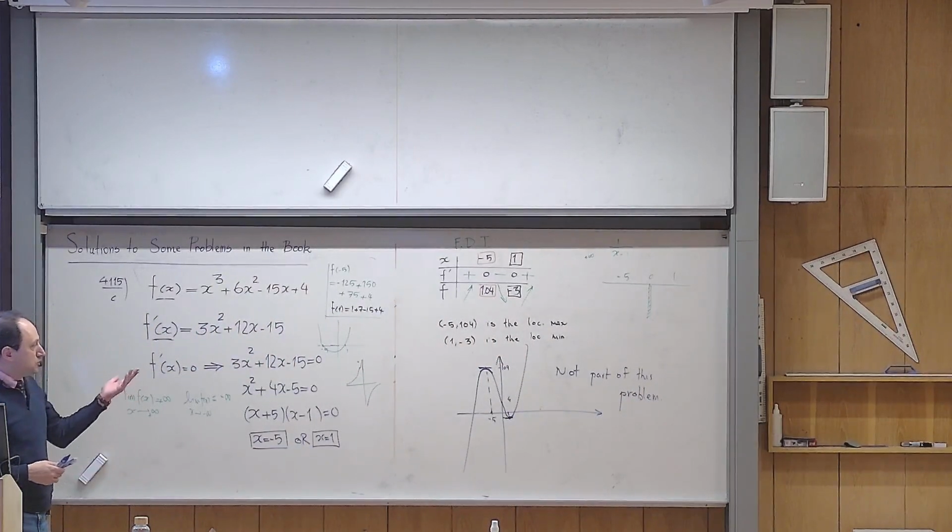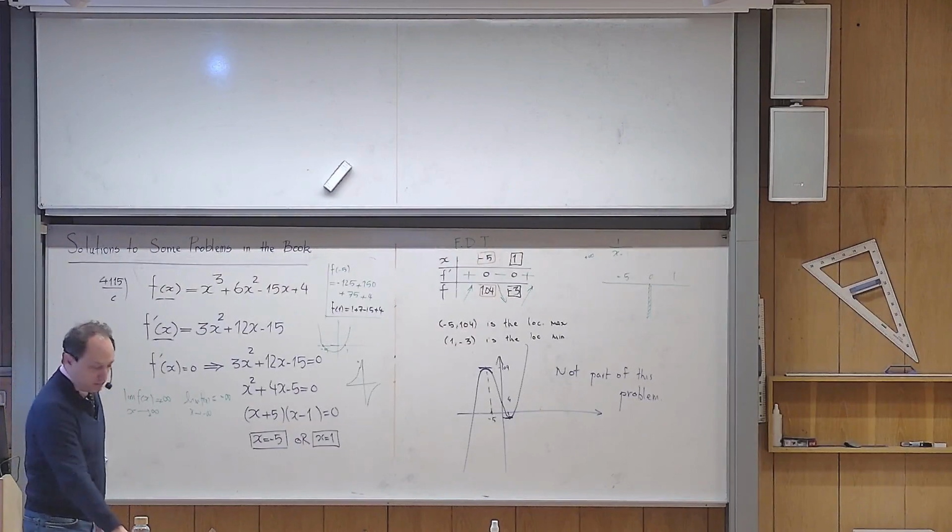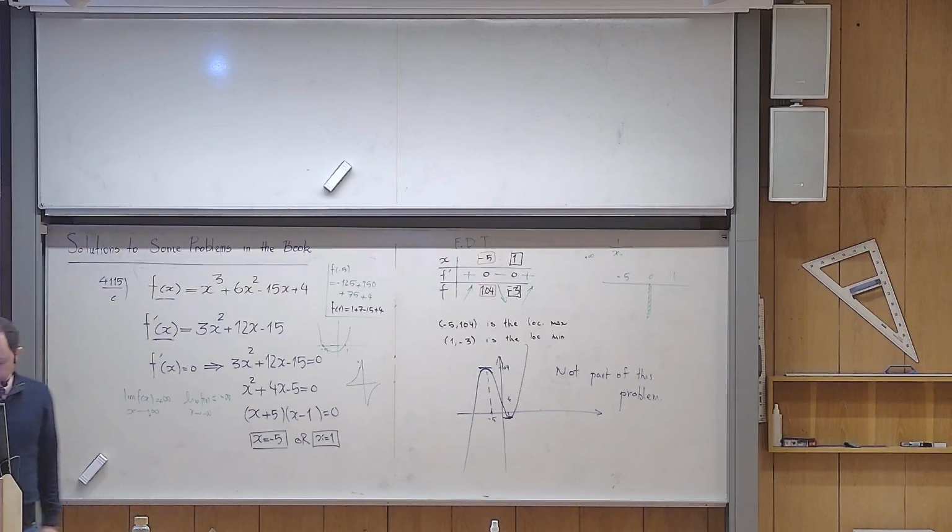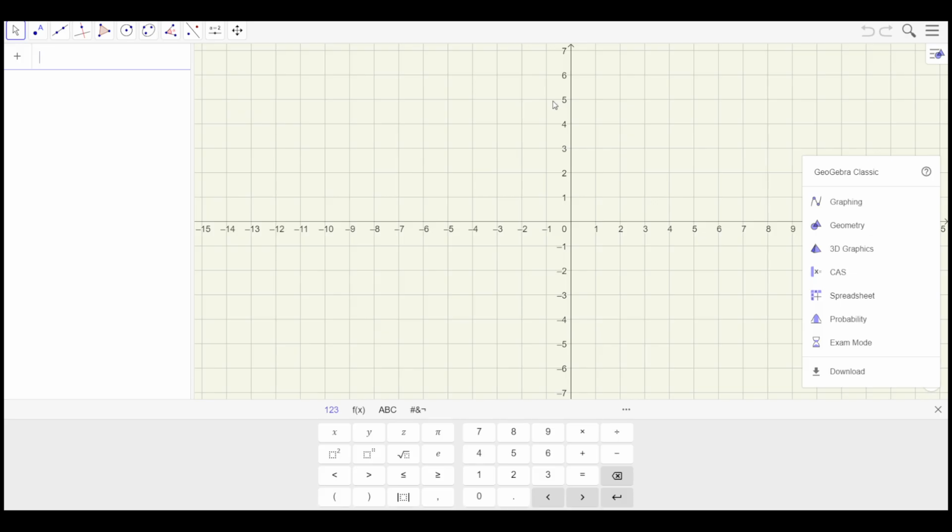Okay, but how close is that to reality? I think this is a little bit of exaggeration if you also want to get a good feeling about what is going on. So let me just do it on GeoGebra. Okay, so here let us just type this in. So y is equal to x to the power of 3, and then plus 6x squared, and then minus 15x, and then plus 4. So this is what is happening, yes?